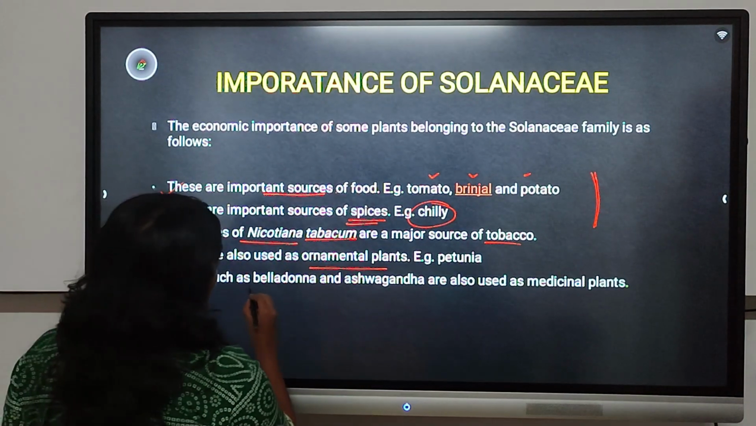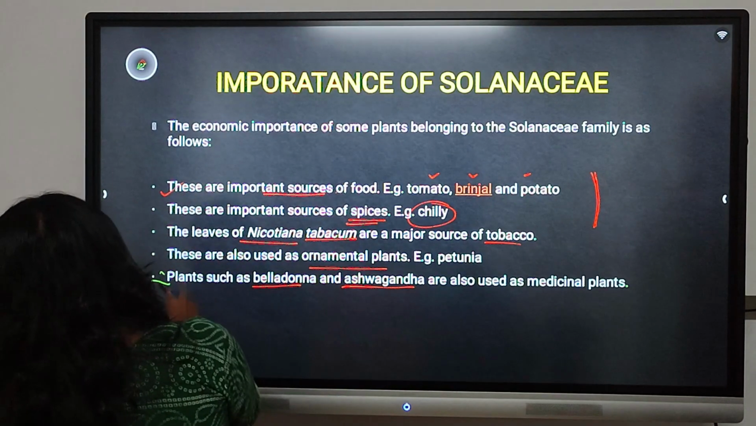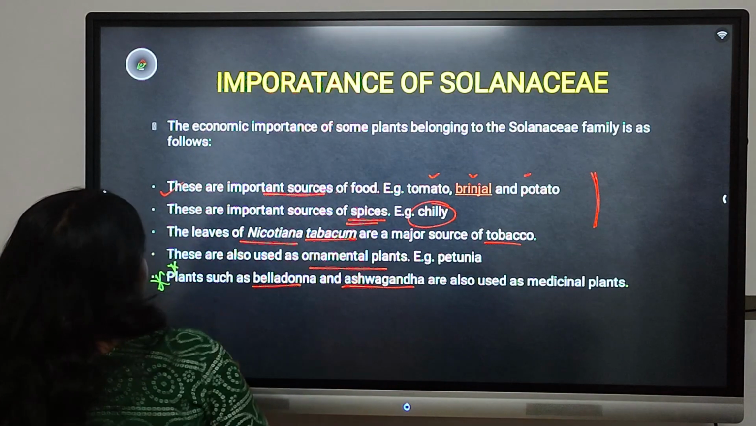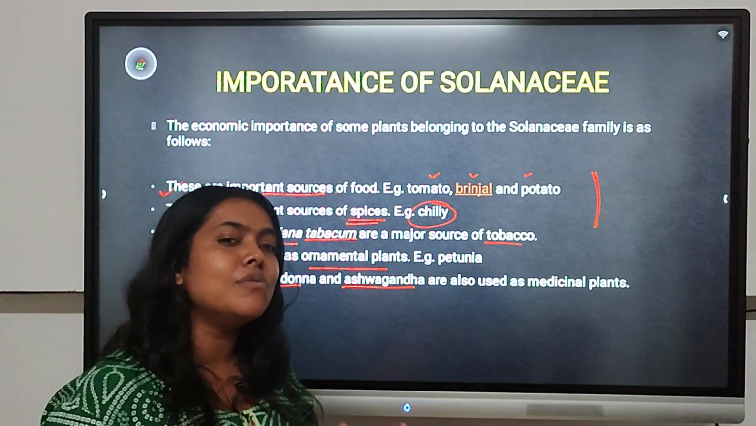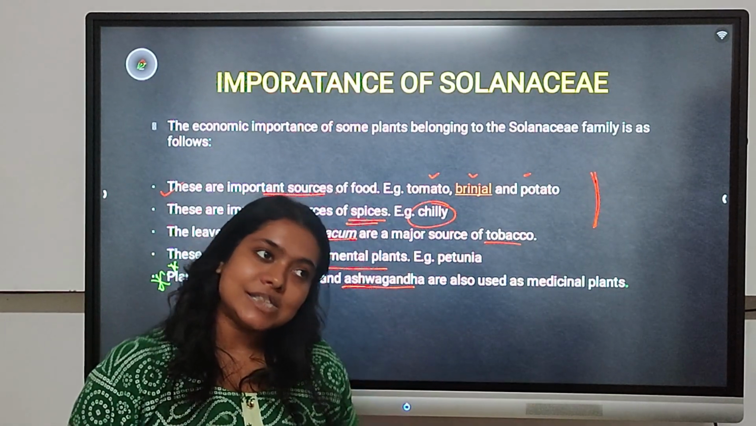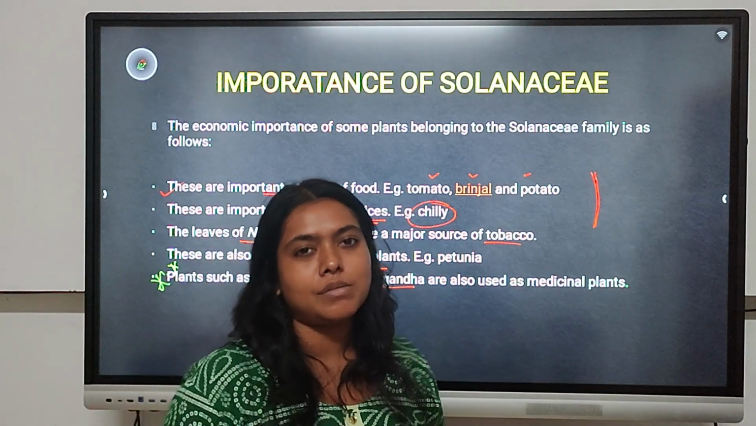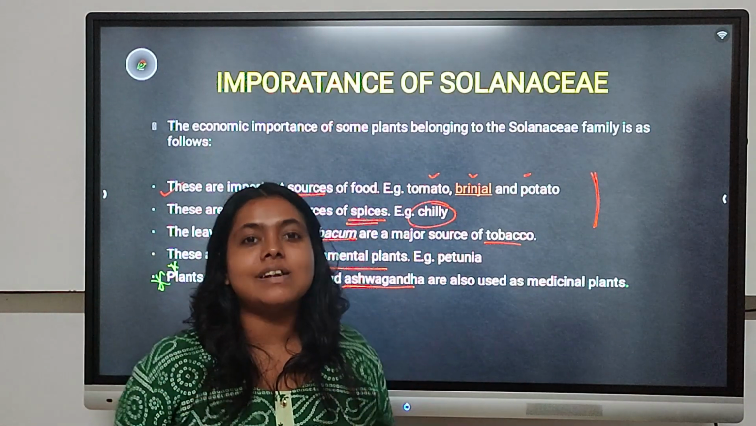Plants like belladonna and ashwagandha are used as medicinal, very famous plants. These plants, belladonna, ashwagandha, are very well known, used for medicinal purposes, different medicines, and also beauty medicine or beauty cream, they can be used for better results.